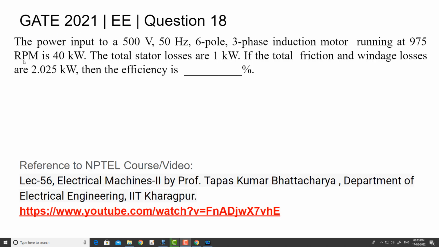The question is: the power input to a 500 volts 50 Hz 6-pole 3-phase induction motor running at 975 rpm is 40 kilowatts. The total stator losses are 1 kilowatt. If the total friction and windage losses are 2.025 kilowatts, then the efficiency is how much in percentage. To know the detailed modeling and equivalent representation of induction motor, audience can go through the given NPTEL video link.